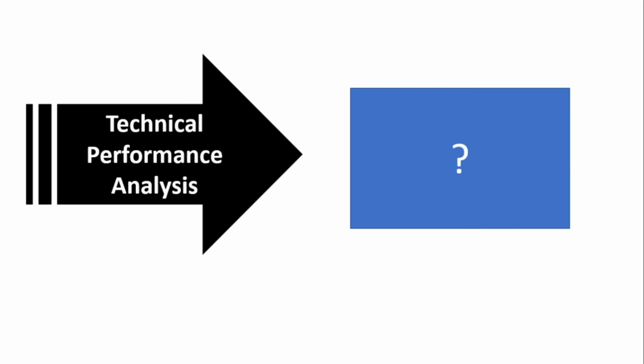3, 2, 1. Clue. Less functionality than planned is a what? Risk. This is monitor risks.